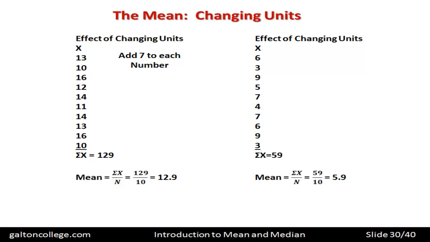So 6 plus 7 is 13. 3 plus 7 is 10. 9 plus 7 is 16, and so on. If you add up the numbers on the left, each one has had 7 added to the original number. If we add it up, we get 129. Divide 129 by 10, we get 12.9. Well, 12.9 is just the original mean, which is 5.9, plus 7. So the mean has not been distorted. By adding a 7, we just simply find the 7 turning up in the mean.